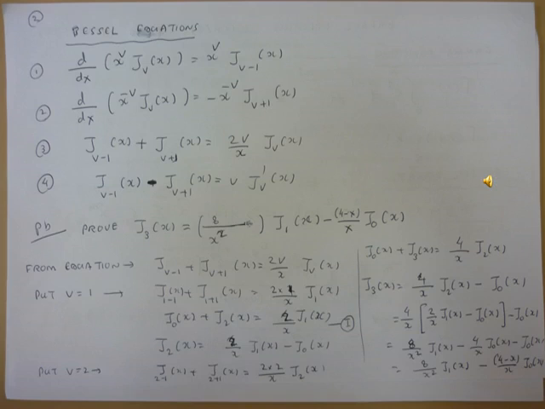So, our balancing basic equation in the pit. Any basic equation you don't know, both are balanced. J3h is 8 by a squared J1h minus 4 by h J0h. J v minus 1 h plus J v plus 1 h equal to 2v by h J v h.